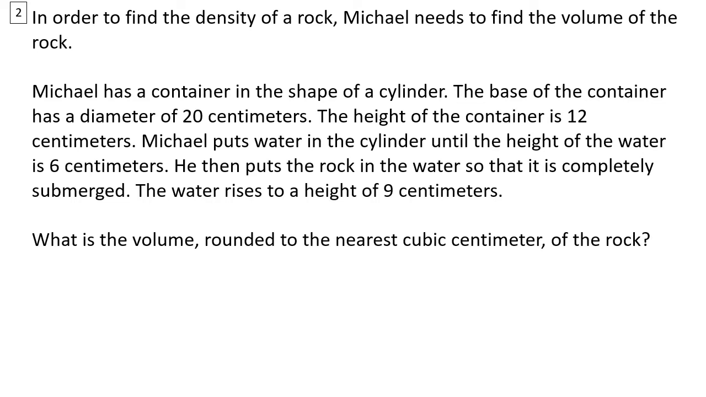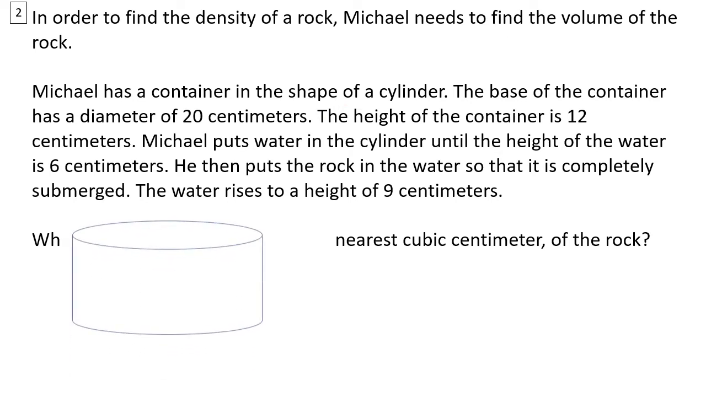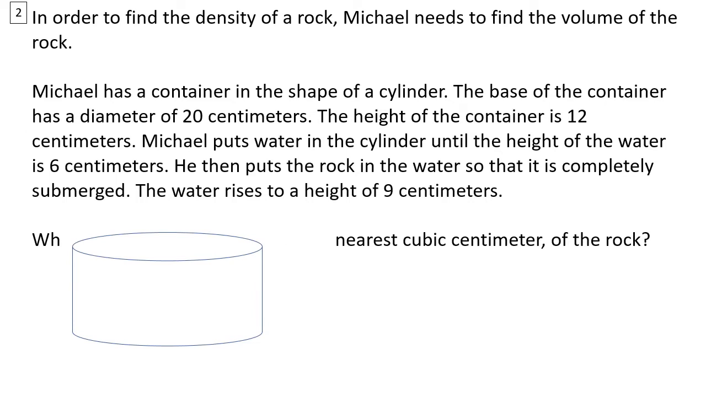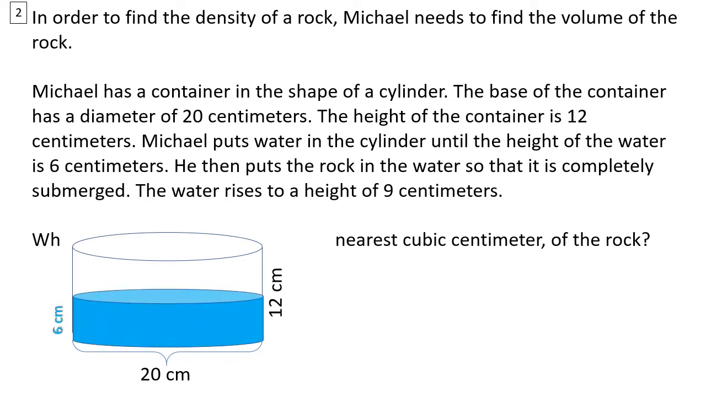So Michael does Archimedes' principle here. You don't have to know that either, but he puts it into a cylinder, a container shaped like a cylinder. The base has a diameter of 20 centimeters. The height is 12 centimeters. But we don't need to know the volume of that whole thing. Michael puts water in the cylinder until the water has a height of 6 centimeters. So let's just fill it up some so we get that.